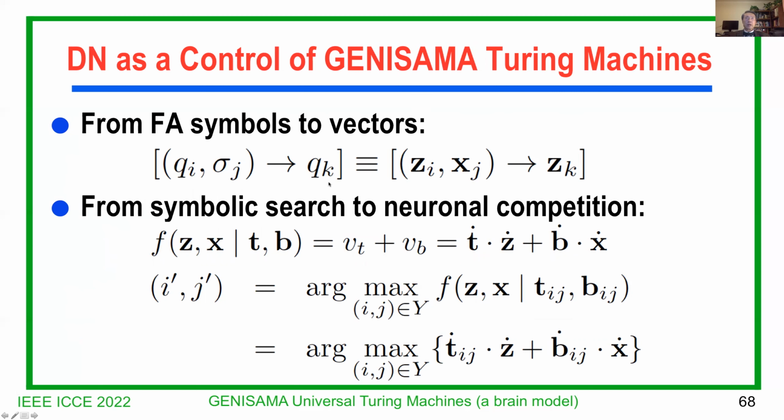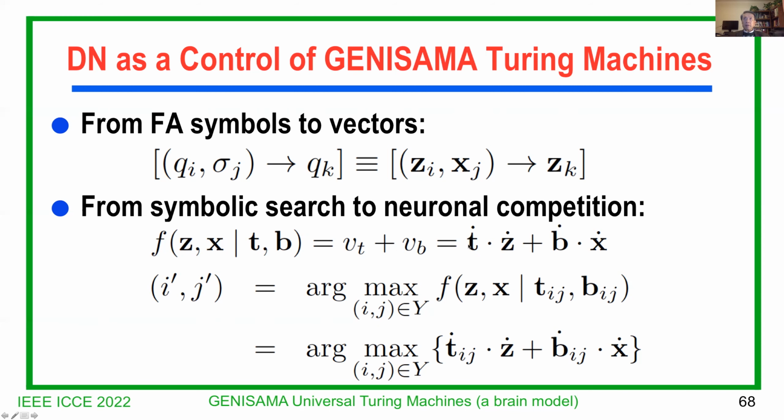I give you some formulation here. FA is symbol, go to next symbol. State, input, next state. Then it becomes motor vector, sensory vector, go to motor vector. Then we have a symbolic search using neural network. Competition is like search. So it has a top-down input, top-down weight, bottom-up input, bottom-up weight. Then you have a simplistic version, you have two energies added together.